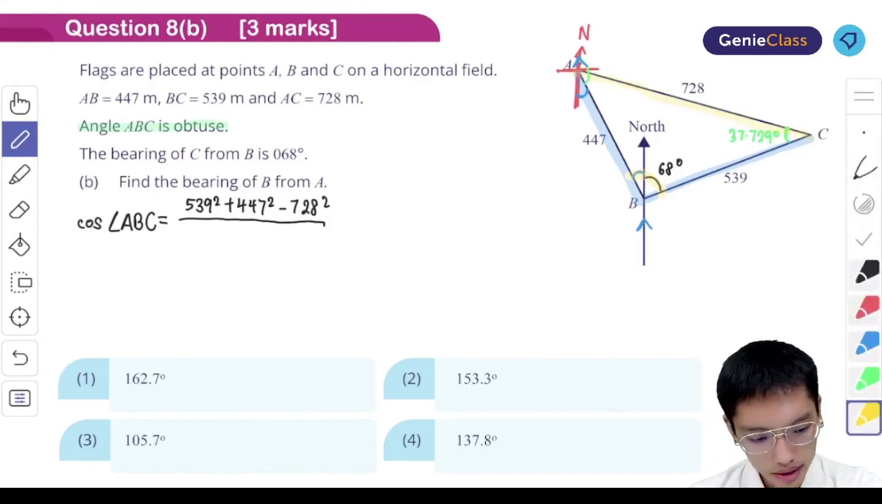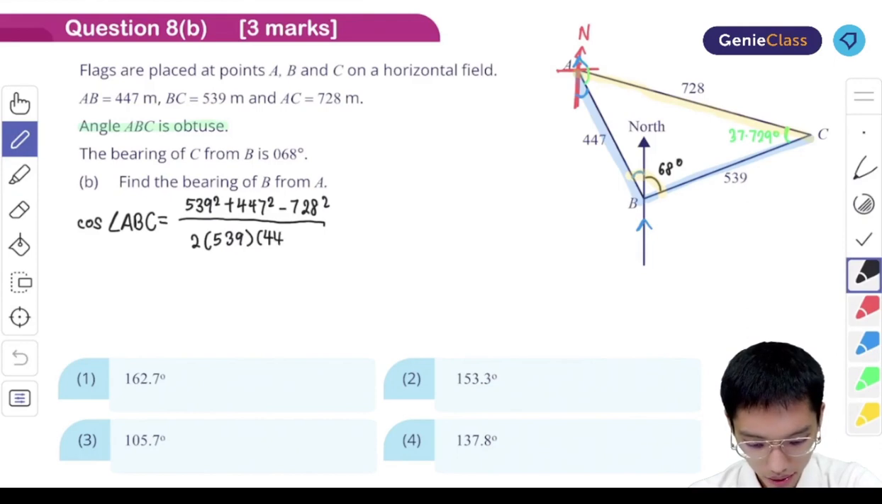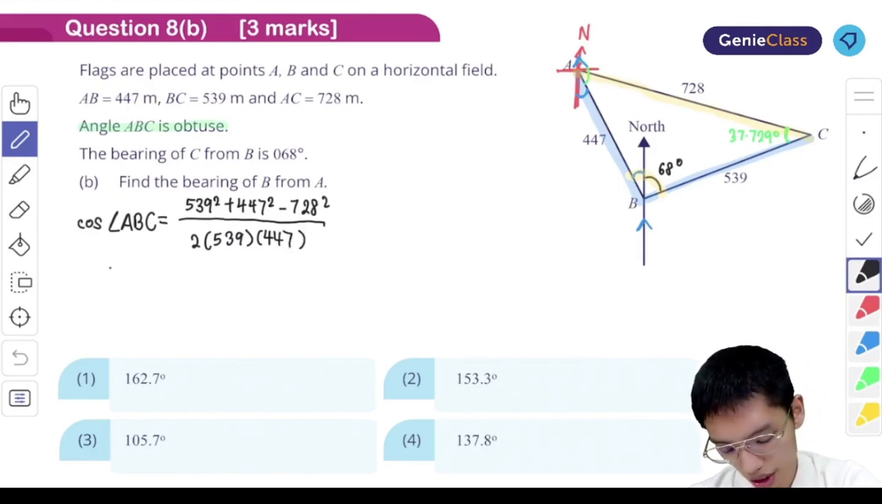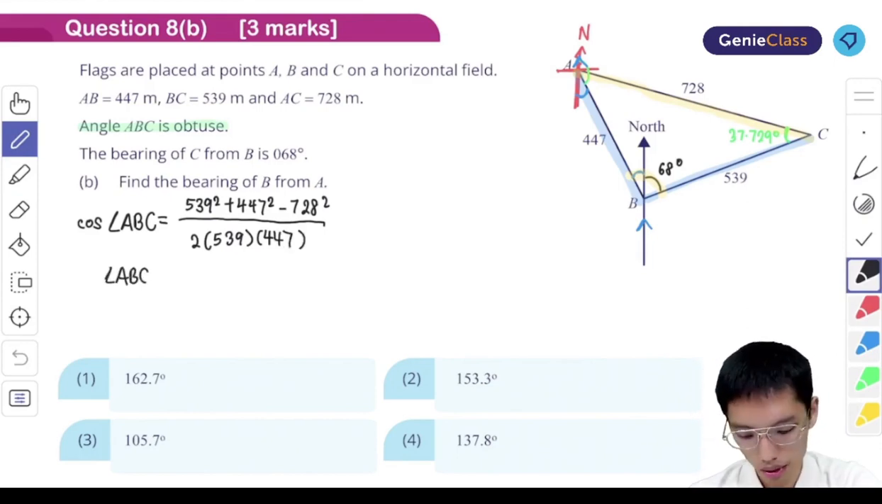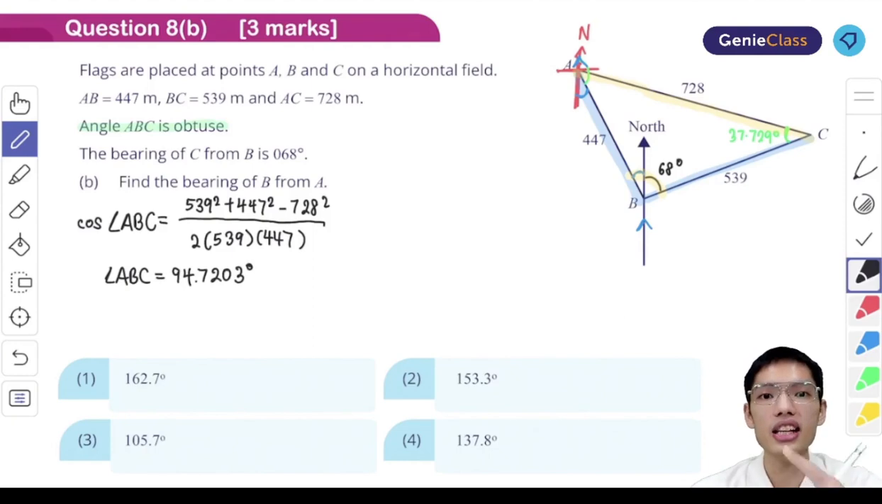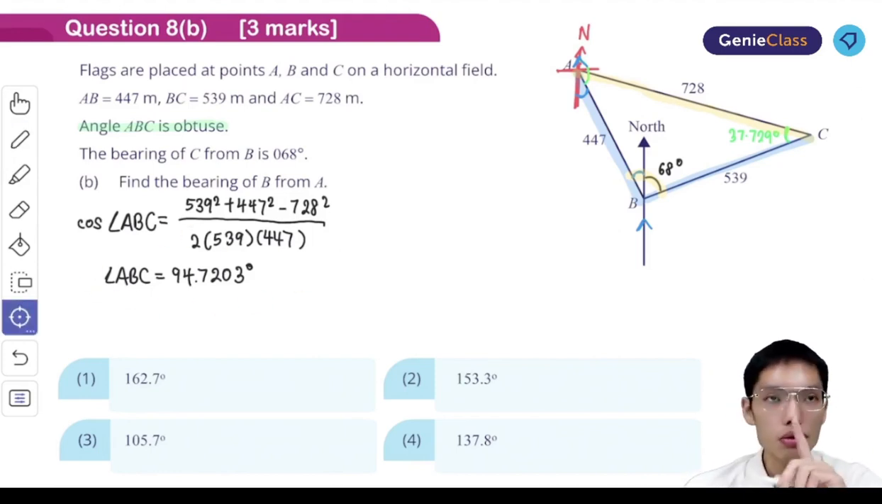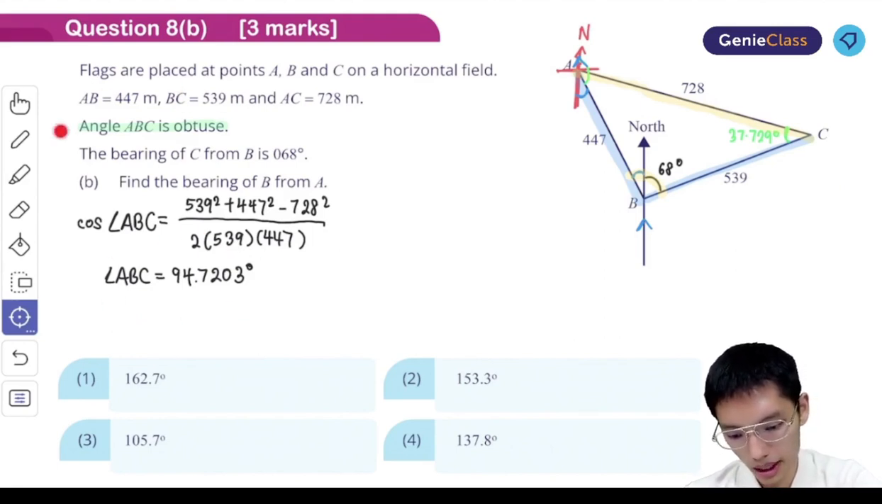You realize if I solve this, I get a particular answer, which is ABC equals 94. Then for those who use the sine rule, you may say, teacher, I did not get that. I get 86 point something. I can't remember the value, but 85 point something. Then how do I ensure that I get this answer? If you use cosine rule, this should come out straight away, so this should make sense.